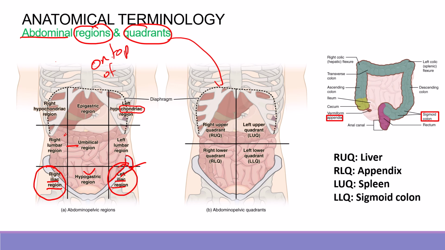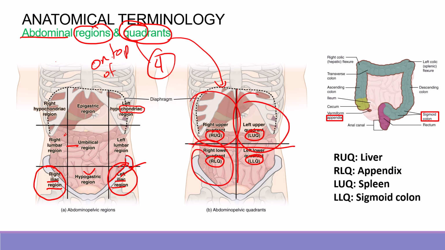If you use quadrants, and you know that quad means four, we have the right upper quadrant, left upper quadrant, right lower quadrant, and left lower quadrant. When we refer to the abdomen in quadrants, it basically divides the abdominal region into four big subregions. And importantly, this matters when a patient has abdominal pain, and you look deep into those regions, which are related to specific organs.